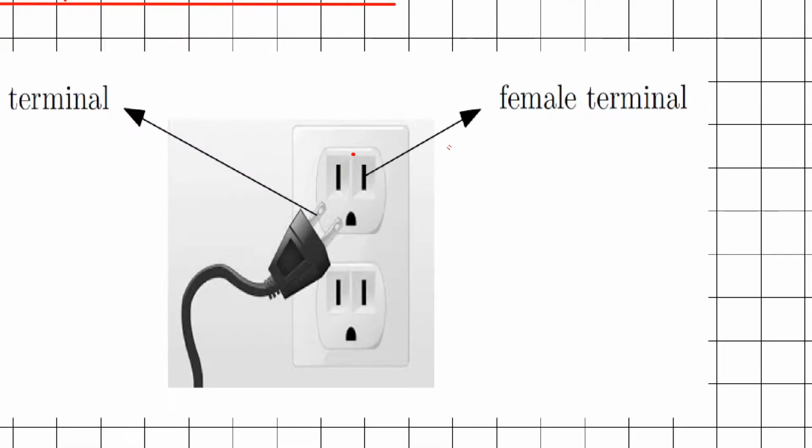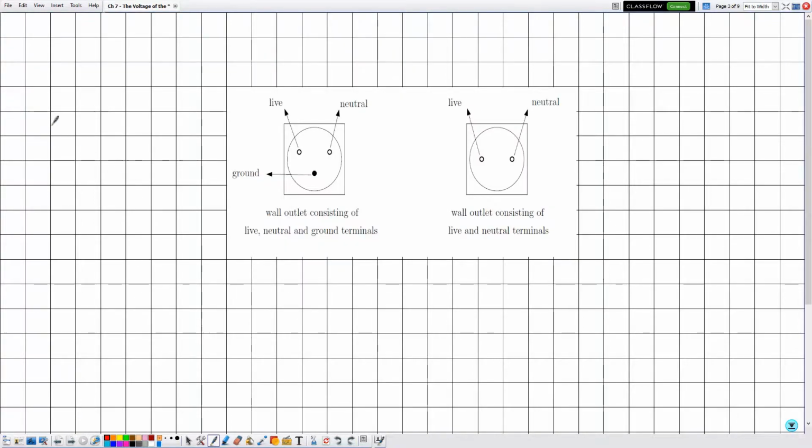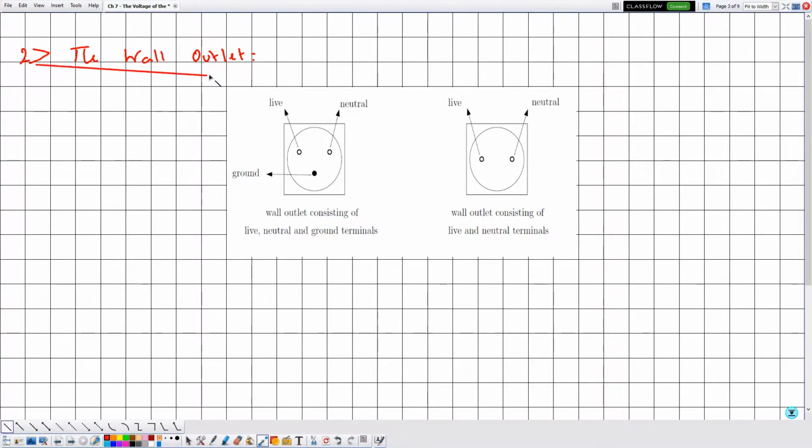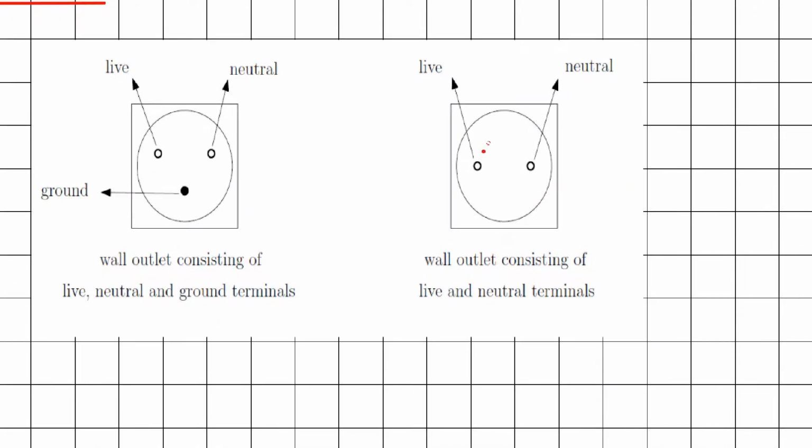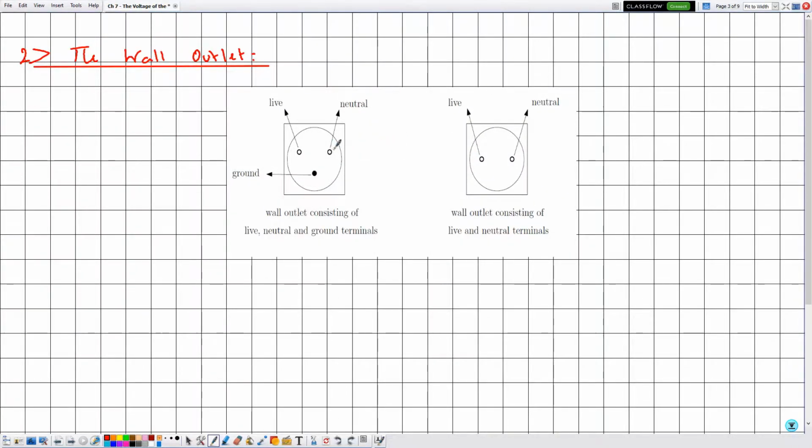Now let's talk about this outlet, and let me write section number 2, which is the wall outlet. All of us are familiar with two types of outlets. The first one consists of 3 terminals, and the second one consists only of 2 terminals. In the case of the 3 terminals, one of these terminals is said to be the live, the second one is the neutral, and the third one is the ground. As for the other kind of outlet, it consists of 2 terminals in which one of them is the live and the other is the neutral. I suppose that we are familiar with both types of outlets.